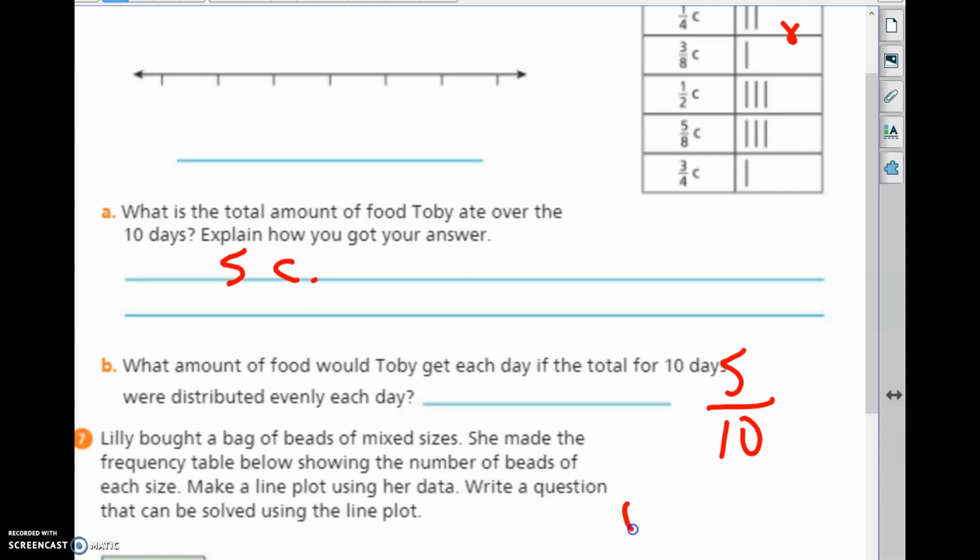If you were to divide that out, you'd get a decimal of 0.5. Or you could keep it as 5/10, which would be 1/2. So it would be 1/2 of a cup. So you could write it as a fraction or as a decimal. So on average, Toby gets a 1/2 cup of food every day. So whoever's taking care of Toby can know that's how much you should give him. Or if you're trying to figure out how many days you could make it through, you could see how many 1/2 cups you have left in the bag.